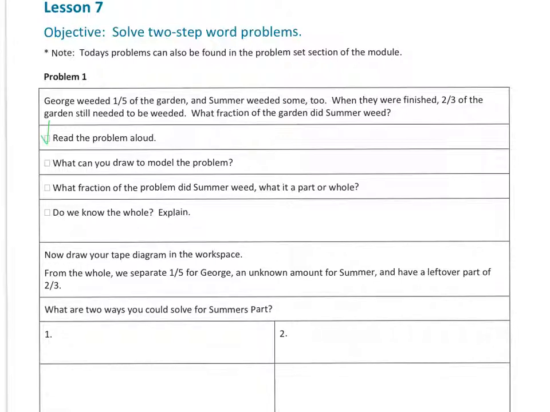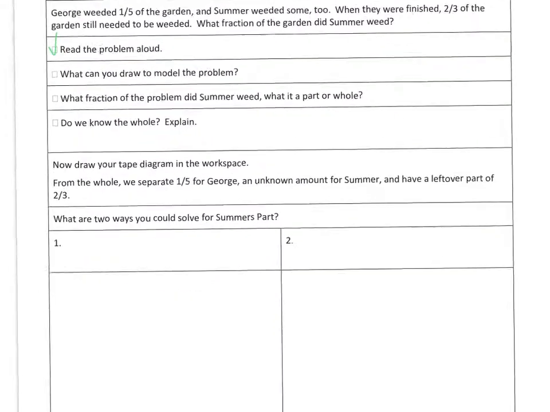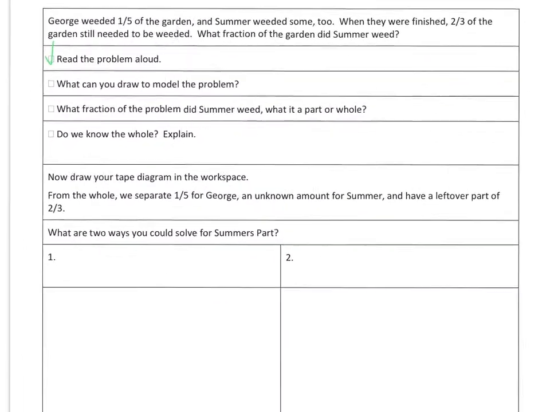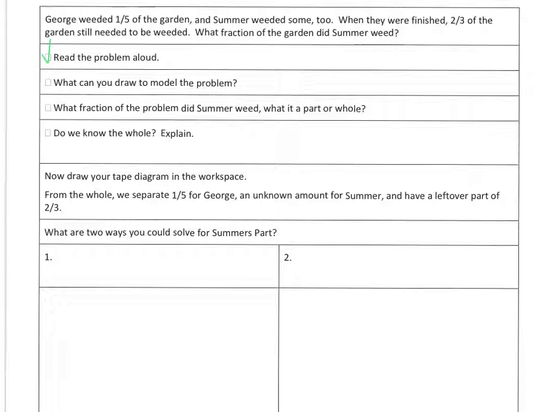Well, let's go down to our workspace real quick. So up here, we have 3 different pieces. We know George weeded 1/5 of the garden. Summer weeded some of the garden. And then 2/3 of the garden still needed to be weeded. So we're going to do a tape diagram. Let's see, it said 2/3 still needed to be weeded, so I'll make it look like it's about 2/3.